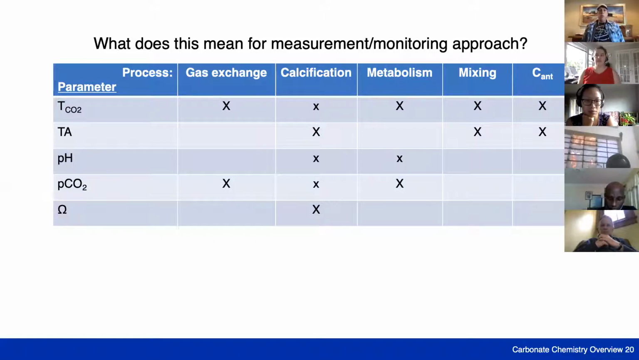PCO2 is obviously the driver of gas exchange. It's a sensitive indicator of calcification. It has a potentially large effect on metabolic and motility functions physiologically, and so you might want to do that. Omega is absolutely critical if calcification is the process that you're interested in studying. Next slide.